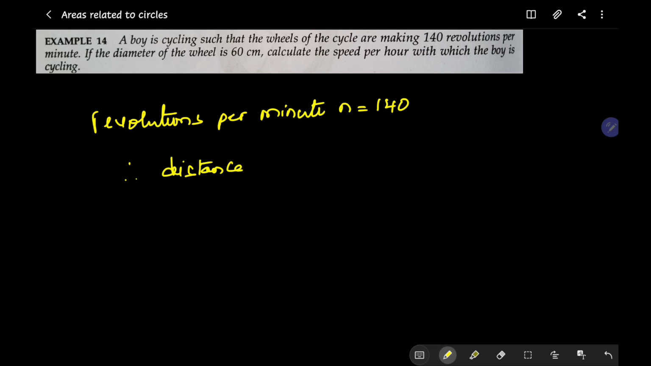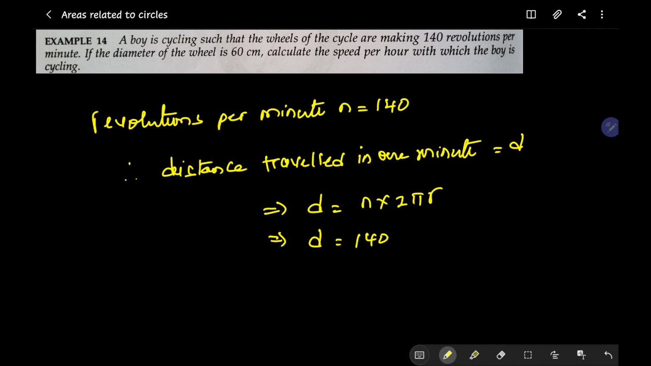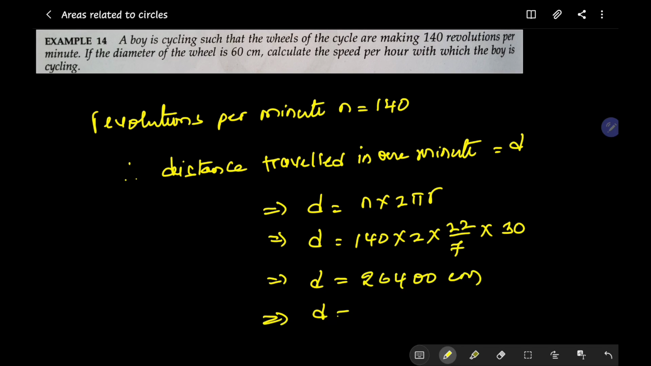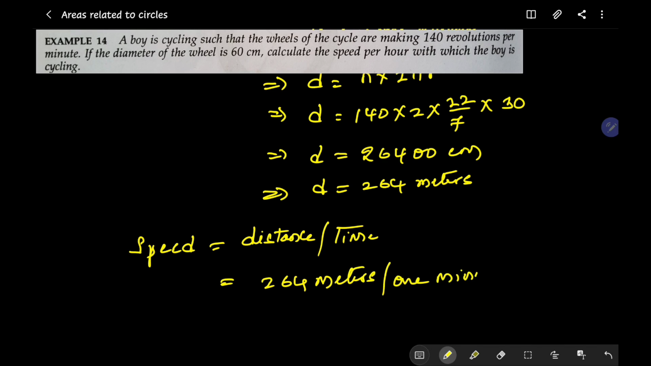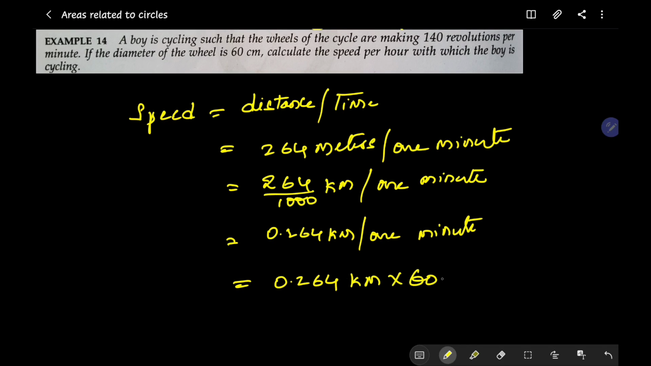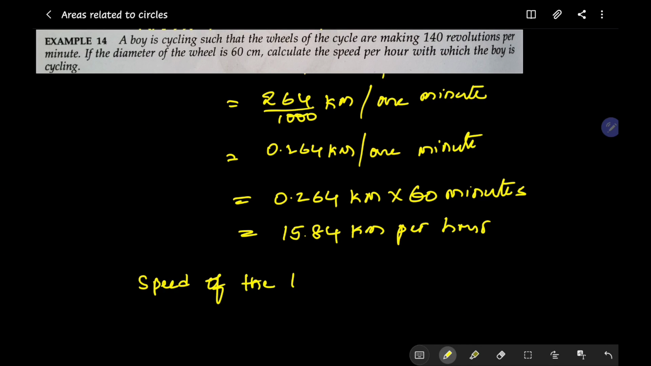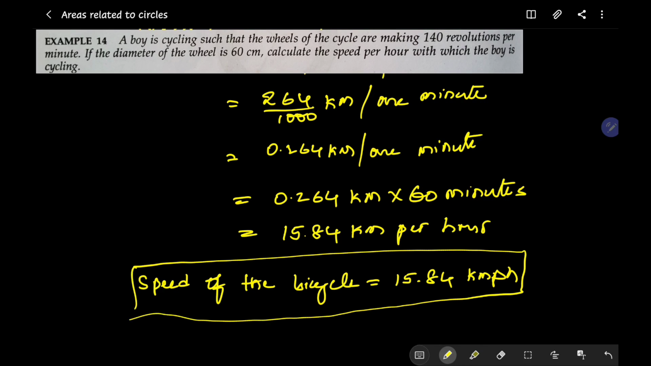In the second problem, we need to find out the speed. In this problem, the number of revolutions per minute is already given as 140, which means we can find out the distance travelled by the cycle in 1 minute using 140 for the number of revolutions. As we know, speed is the ratio of the distance to time. 264 meters is the distance travelled per minute. Multiply it by 60, then we get the distance travelled in 1 hour, which gives the speed of the cycle as 15.84 km per hour.